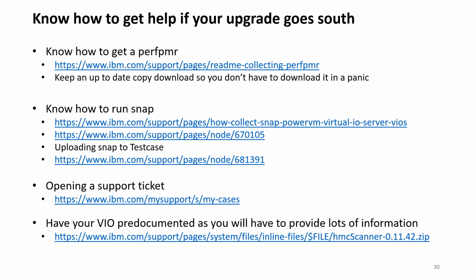It's also important to have a plan in case things go wrong with your upgrade. The obvious thing is to reboot from the disk that you didn't change, which is why I do the alt disk copy. However, before you do that, you want to do a little bit of gathering of data for IBM in case you're going to open a PMR. So I always make sure I have the latest perf PMR downloaded and that I know how to get a perf PMR and also how to run a snap. So I always will take a snap and I'll take a perf PMR so that I have something to upload to IBM when I open a support ticket.